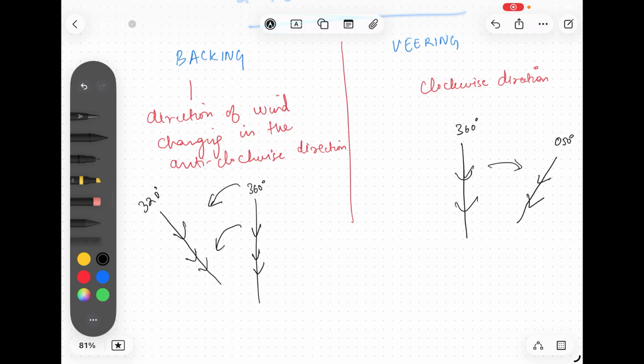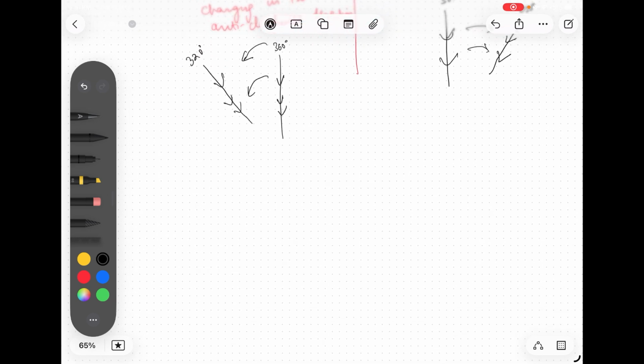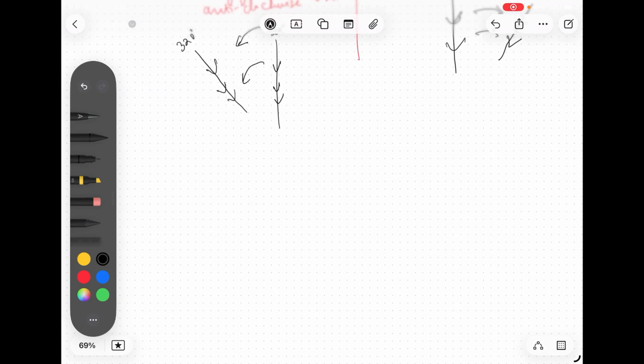Okay, so it is in the clockwise direction. So these are the two terms that you need to know. Apart from these two terms, there are three more terms that you need to know, only the definition part, because again, once you know the definition, you'll understand what it means. They come directly in exam as definition.